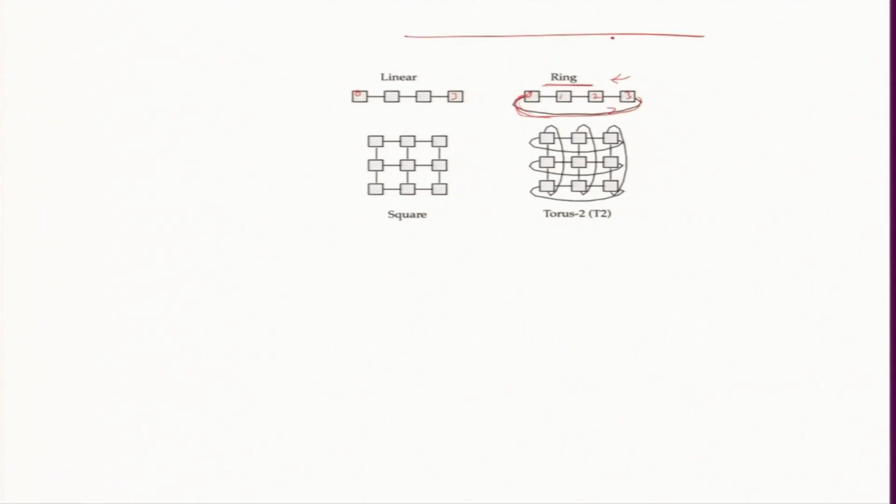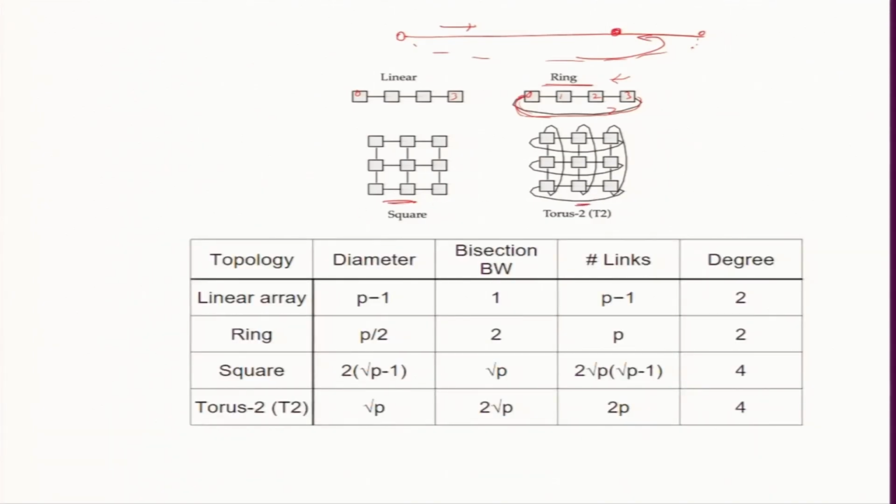Suppose we have a long chain and I want to go from here to here, and if the ring is connected, I will not go from this side, but I will go from this side. So, that makes it n by 2. Now, this is for 1D, we can also think of 2D. So, in 2D we have the square architecture or torus architecture. So, what is a torus architecture?